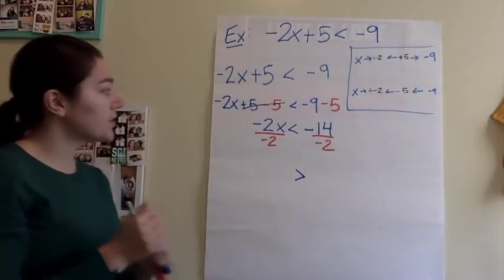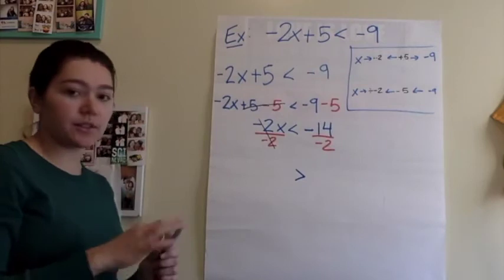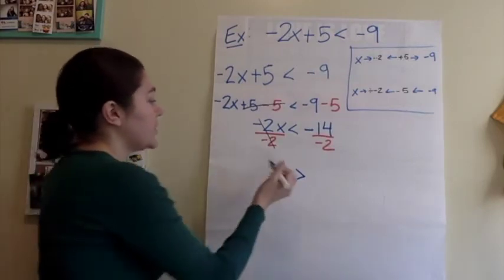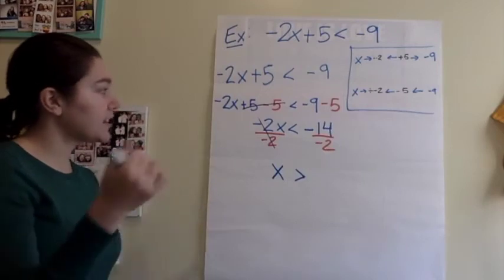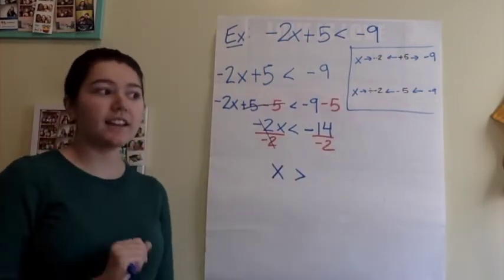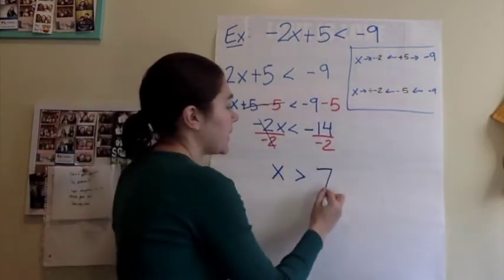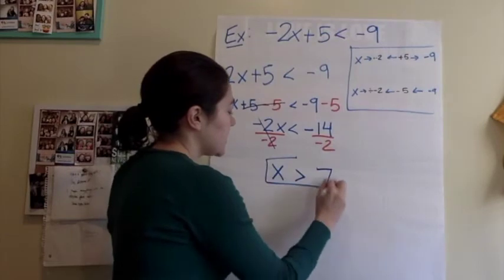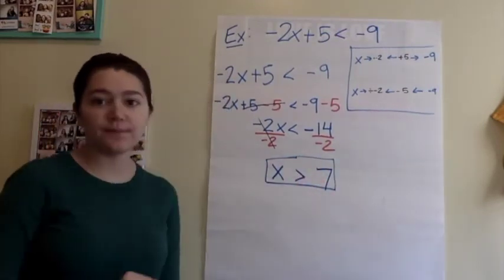And then we'll just take care of the two sides individually. I have negative 2 times x divided by negative 2. The negative 2's cancel away. They divide, they get 1, and I'm just left with x on this side. And then on the right-hand side, I have negative 14 divided by negative 2. A negative divided by negative is a positive. So this is going to give me positive 7. So that's going to be the solution. X is greater than 7.